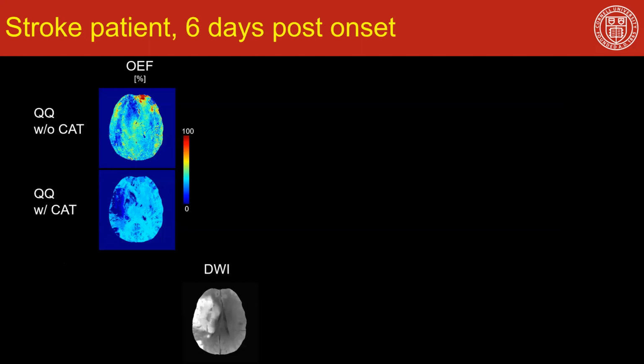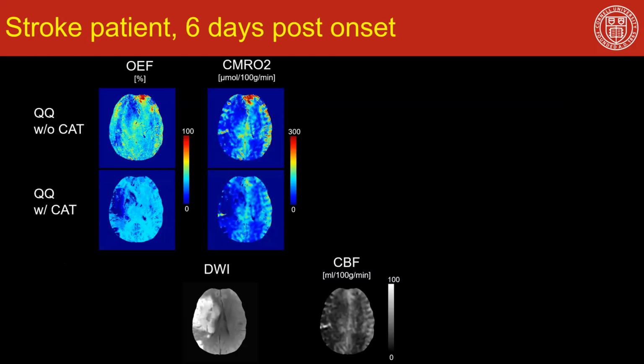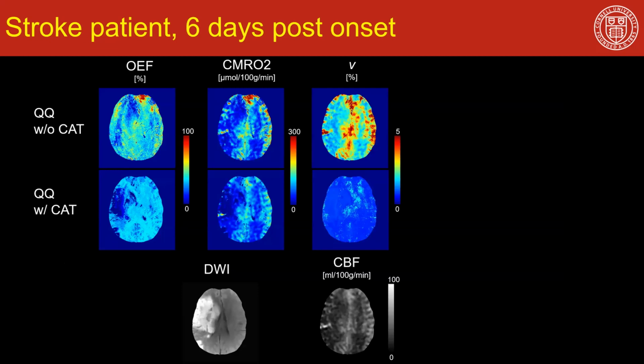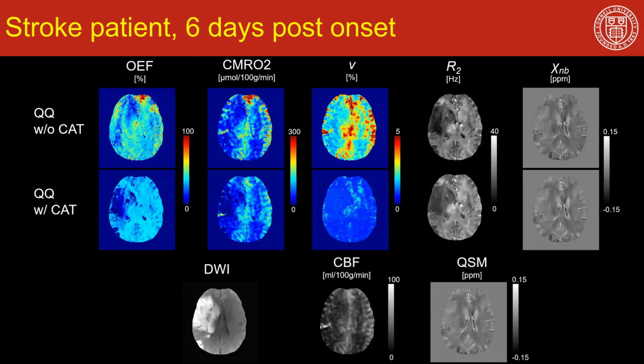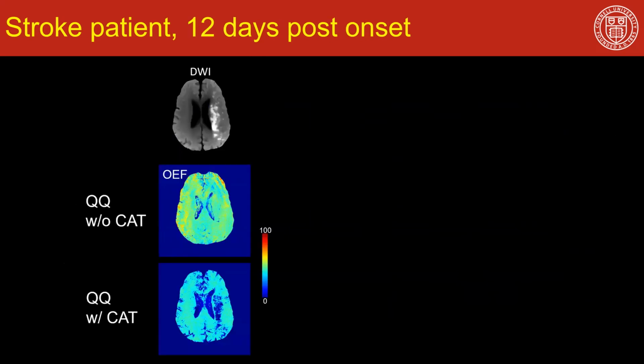Here is a stroke patient result. QQ with CAT shows low OEF value regions, which is consistent with the lesion defined by an independent MRI contrast, DWI. And here is the CMRO2 map, which is basically the product of OEF and CBF, and the V map. QQ with CAT shows smaller V in the lesion, which agrees with the literature, and R2 and chi-n map.